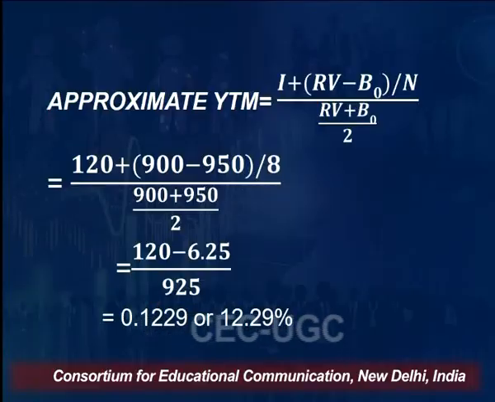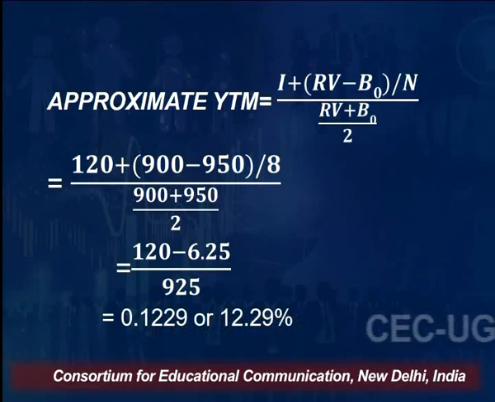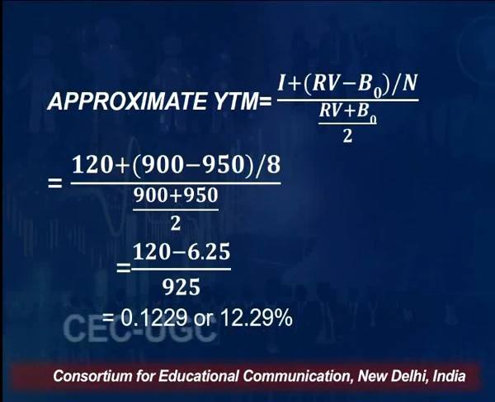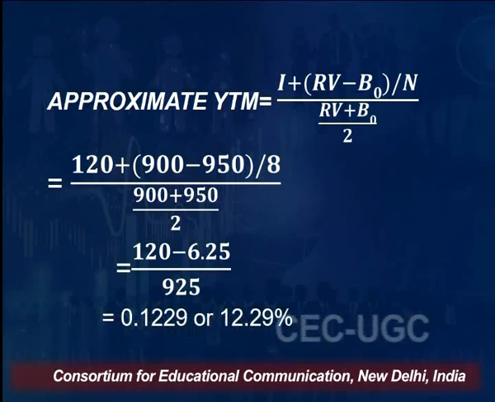So for finding the YTM, I would advise you to first find the approximate YTM. As I said in the beginning of my lecture, the formula of approximate YTM is interest plus redemption value minus the current price of the bond B0, divided by N, whole divided by redemption value plus current price of the bond B0, divided by 2. That is the average of the redemption value and the current price of the bond. This is the average price, right?